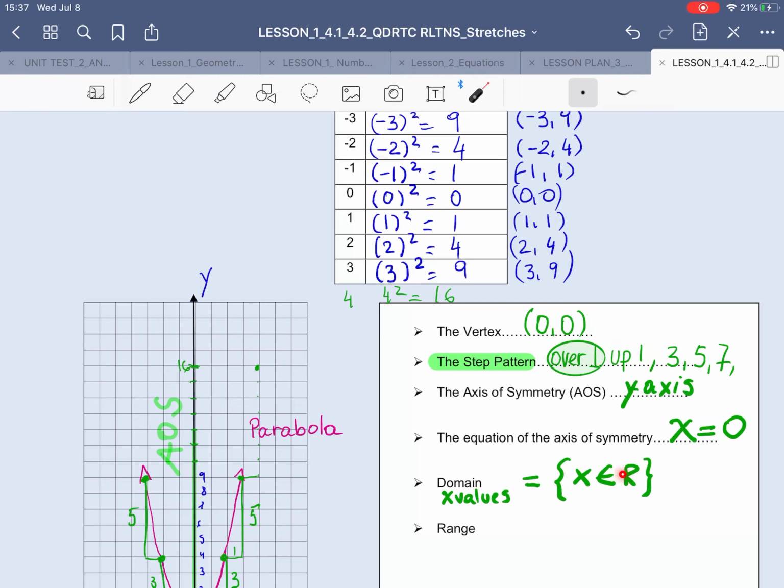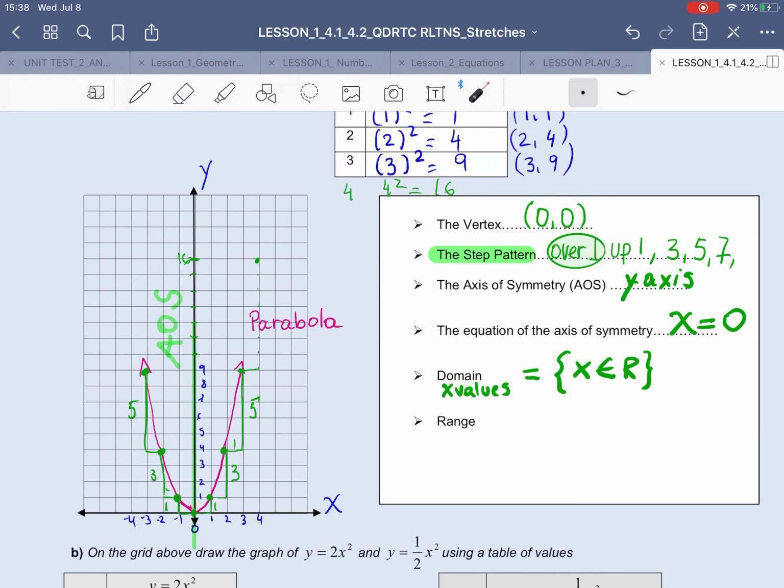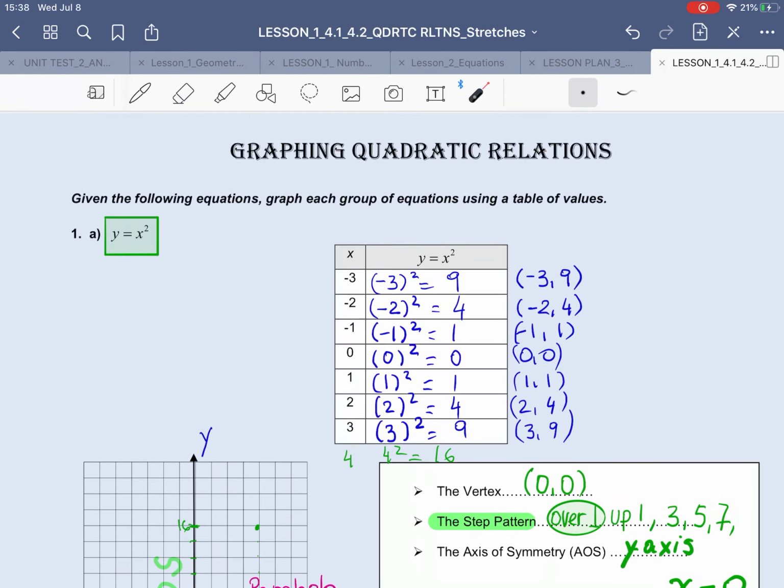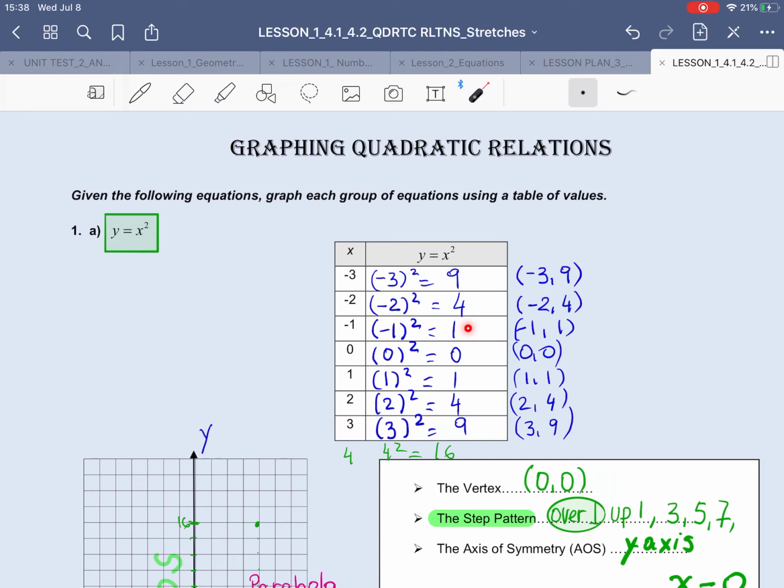Now remember x, this symbol here, like a letter E, a funny E, means belongs to, and the capital R means a set of real numbers, which means any number that exists out there. Now for the range, we're going to look at the values of y. As you see in here, when x was negative, y was positive. When x was 0, 0. When x was positive, still positive.